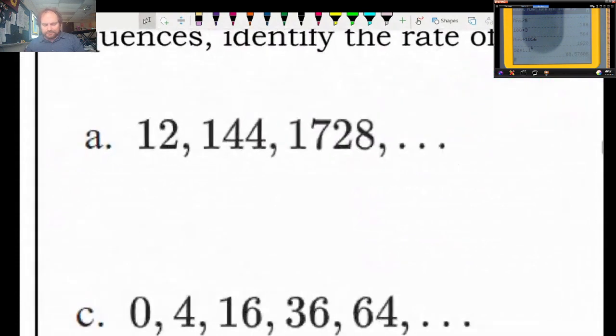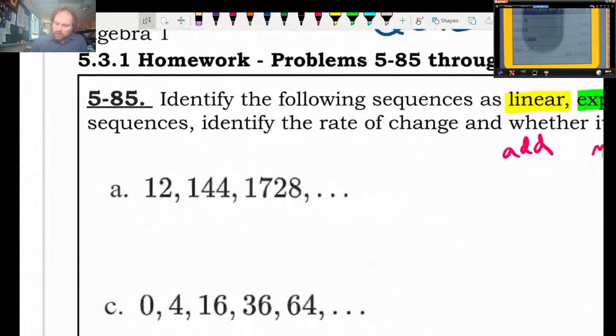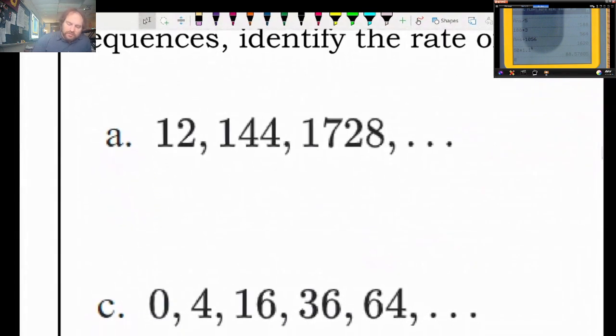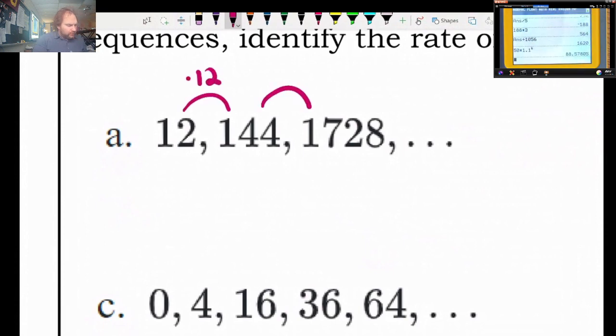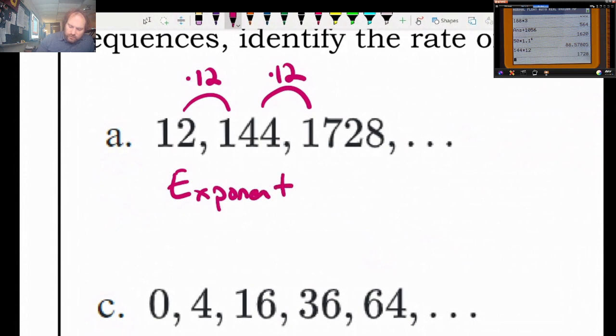Let's look at A. You can clearly tell me it's not adding, so that's not going to be an arithmetic sequence, or sorry, not linear. However, it is true that 12 times 12 is 144. And if we check on our calculator, 144 times 12 is also 1728. So this is exponential, and we are multiplying by 12.